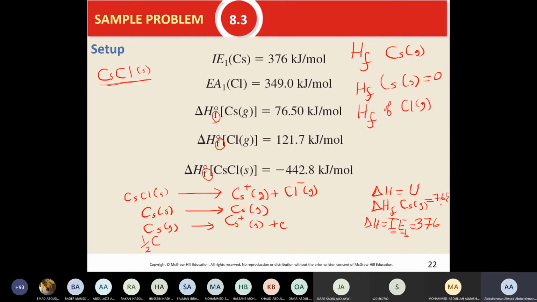First, I want you to write the equation. Cl2 gas goes to Cl gas. Yes. And I write half. Why did I write half? Because the heat of formation should always be for 1 mole. That's why we have 1 mole here and 1 mole here. So what's delta H for this reaction now?